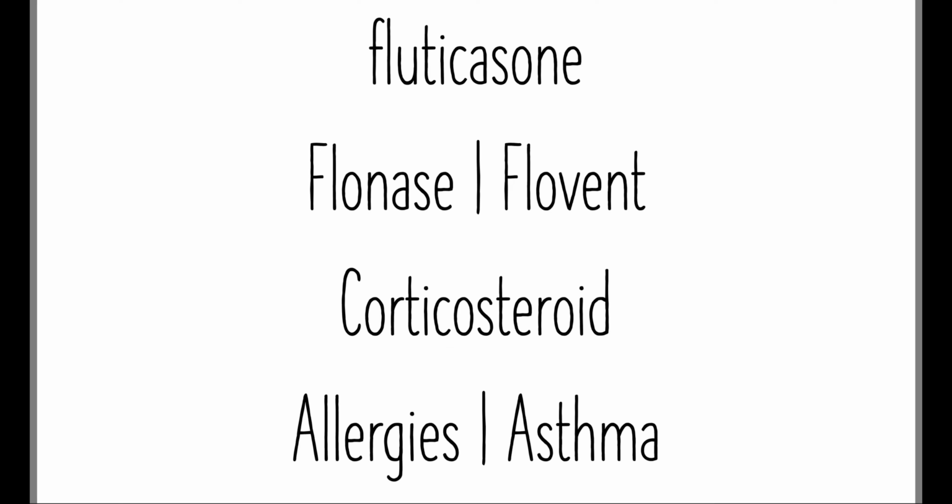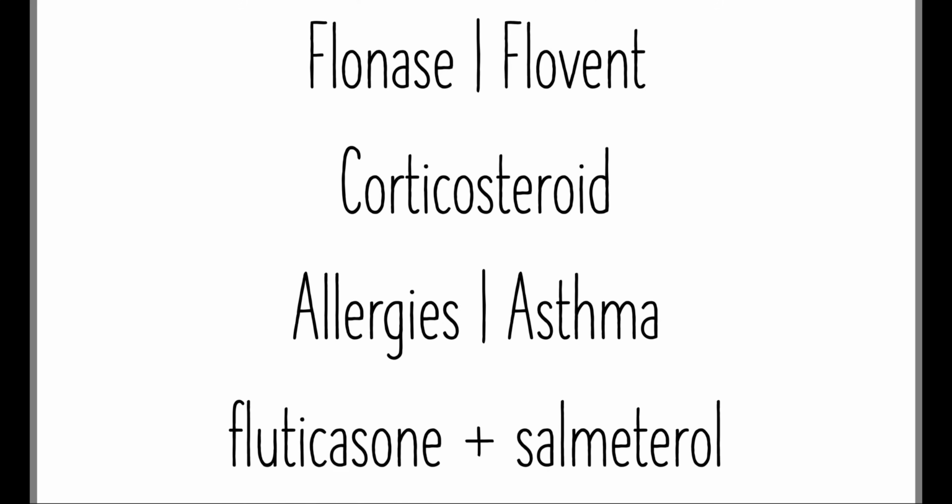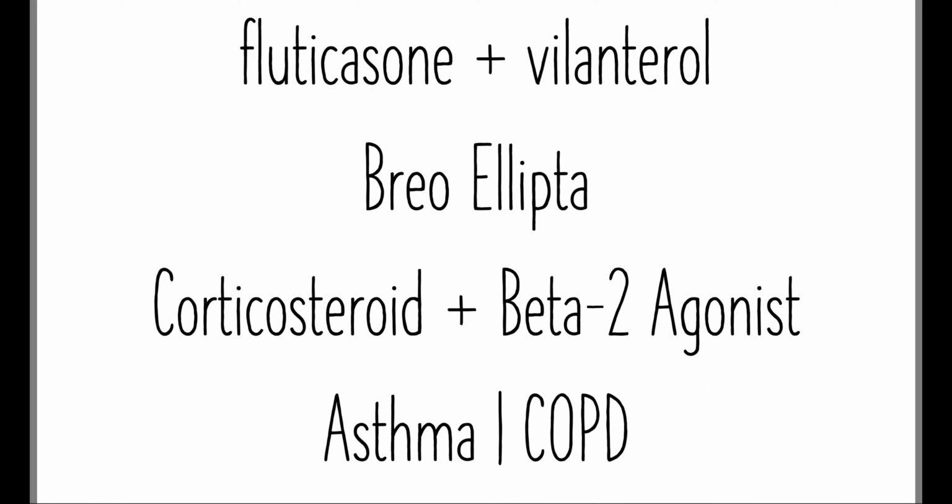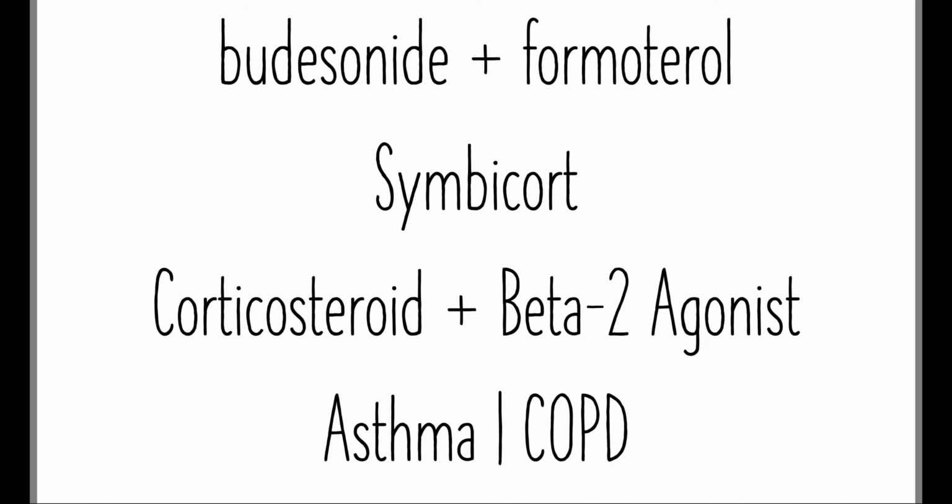Fluticasone or Flonase or Flovent is a corticosteroid for allergies and asthma. Fluticasone with salmeterol or Advair or Wixela is a corticosteroid with a beta-2 agonist for asthma and COPD. Fluticasone with vilanterol or Breo Ellipta is a corticosteroid with a beta-2 agonist for asthma and COPD. Budesonide with formoterol or Symbicort is a corticosteroid with a beta-2 agonist for asthma and COPD.